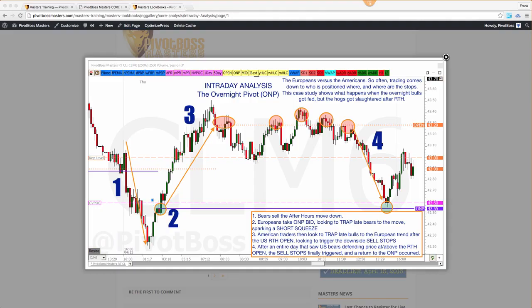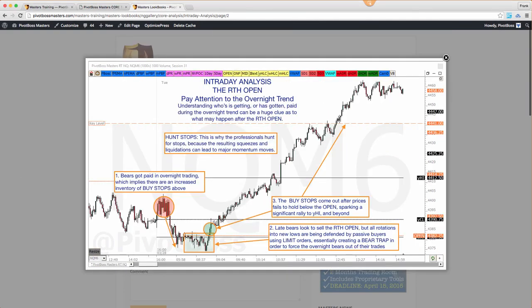When we look at more examples of the overnight pivot, you'll see a lot more clarity around this pivot at times with regards to who's controlling it and what the likely next move is going to be, whether defending that level or watching a squeeze occur. So pay attention to the overnight trend. Understand who is getting paid or who has gotten paid during the overnight trend, and then from there, look to run those stops. That can be a huge clue as to what may happen after the RTH open.